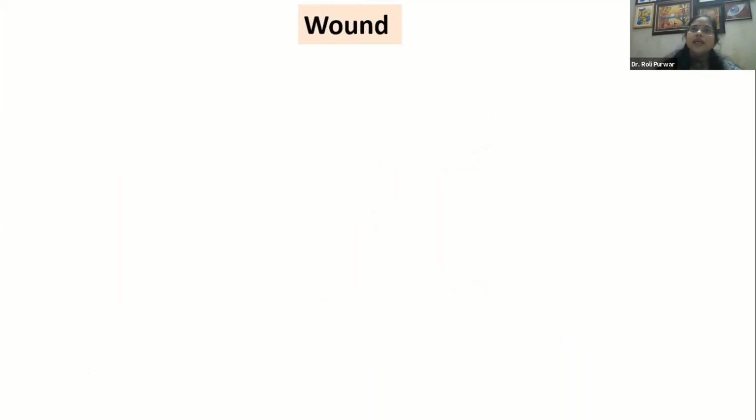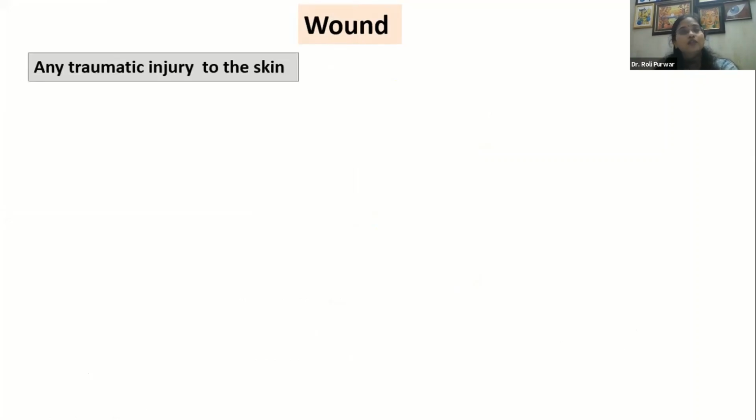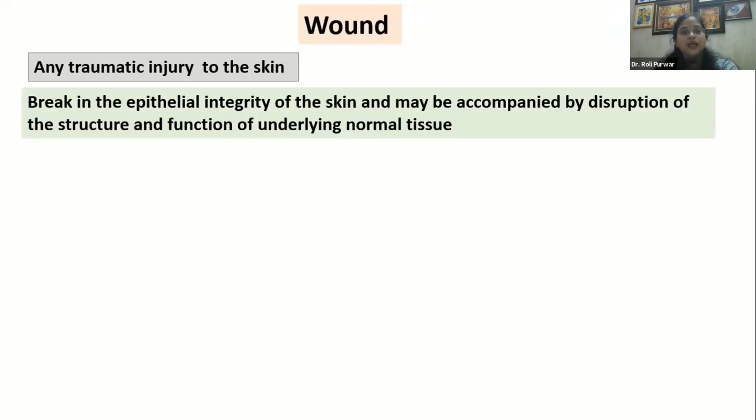So this is all about how the electrospinning process takes place and what kind of process parameters are involved. Now we will look at something related to the wound. We will define a wound as a traumatic injury to the skin, a break in the epithelial integrity of the skin, and it may be accompanied by disruption of the structure and function of underlying normal tissues.